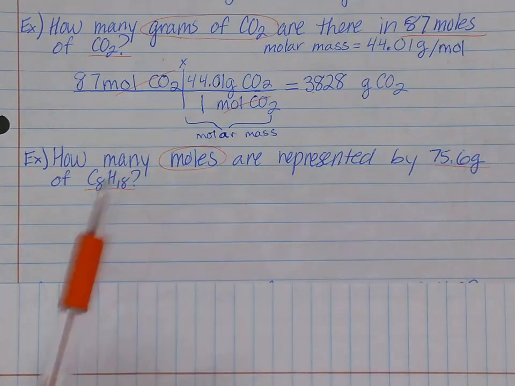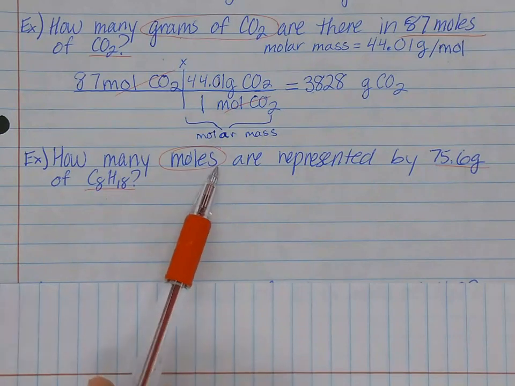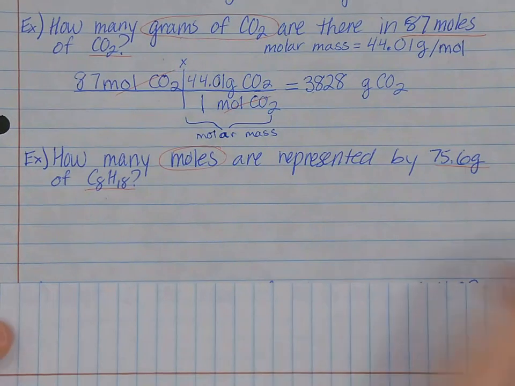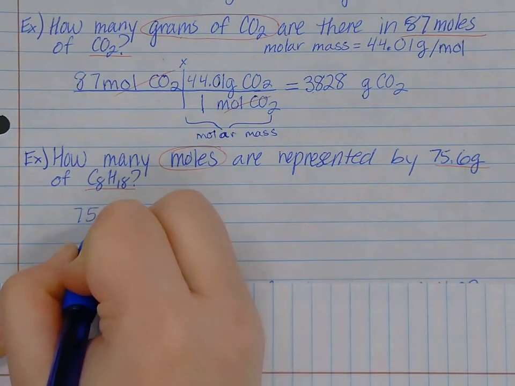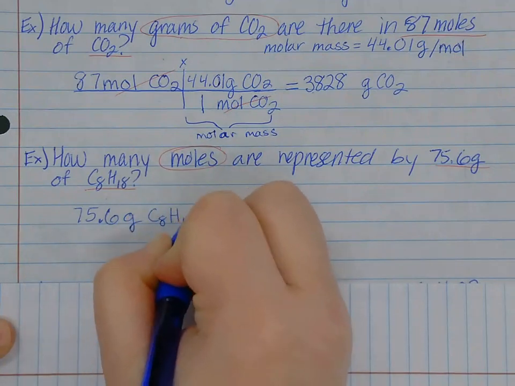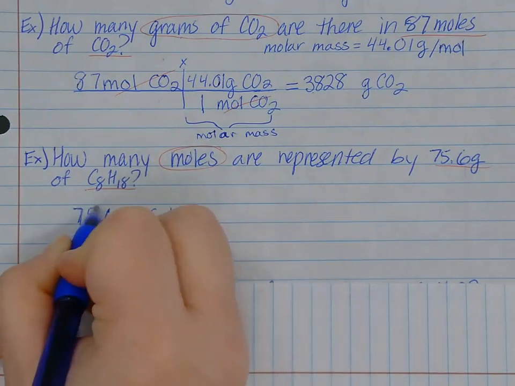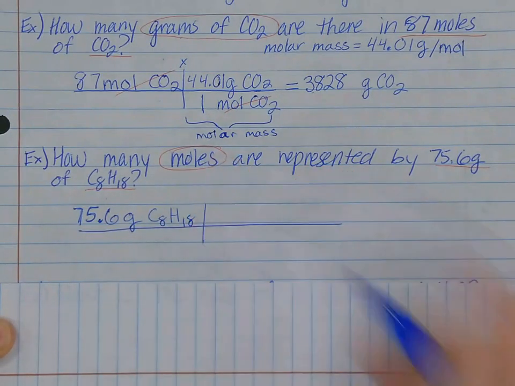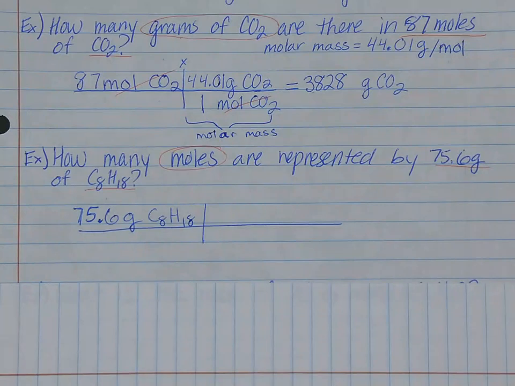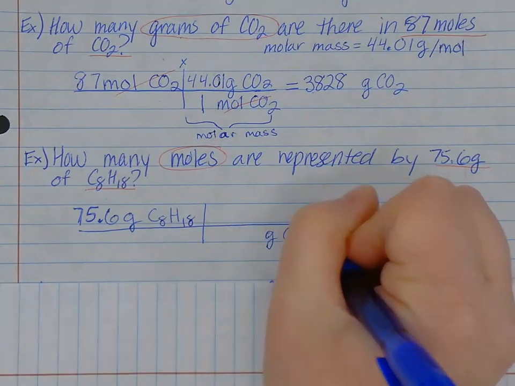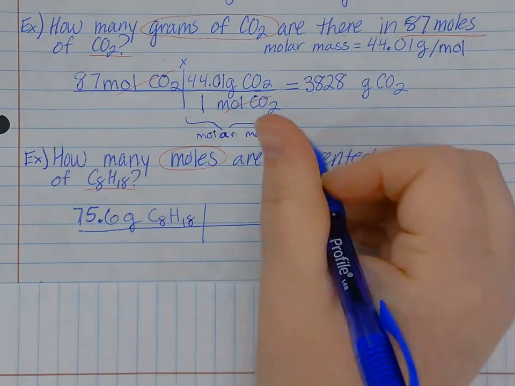Okay, so we've got grams of our chemical. We want moles. It doesn't mention any other chemicals, so we're just changing units. All right, what should we write down first? Good. 75.6 grams of C8H18. And we can set up our RoboTrucks. All right, what are we going to put on the bottom? C8H18. And on the top?